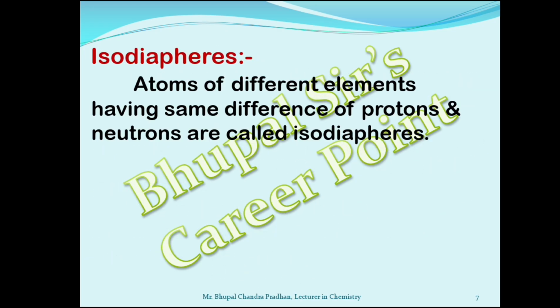Isodiaphers: atoms of different elements having same difference of protons and neutrons are called isodiaphers.